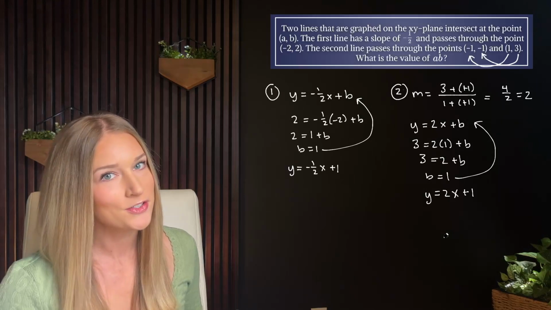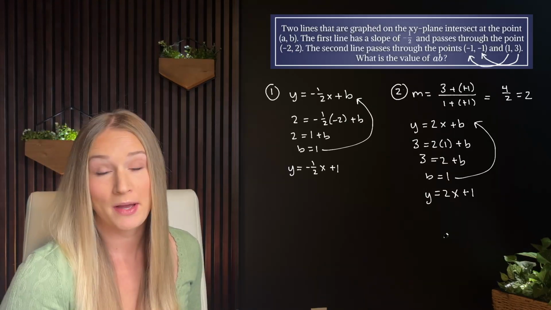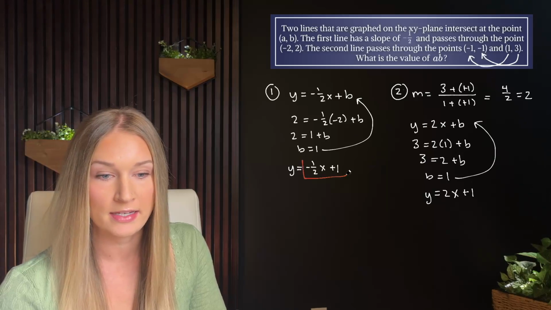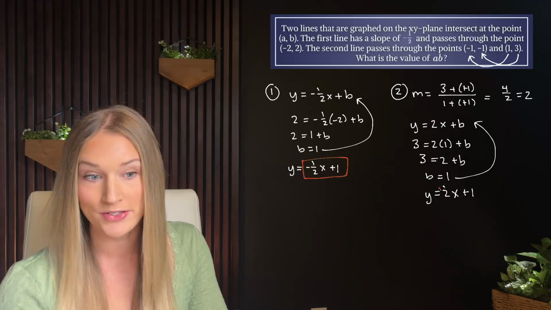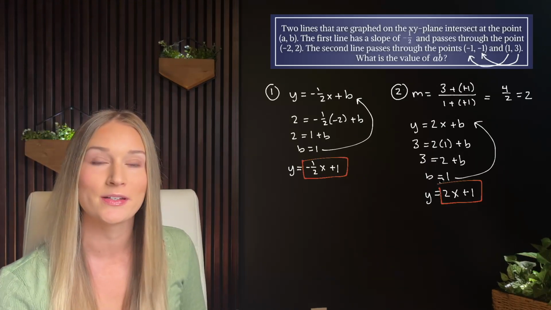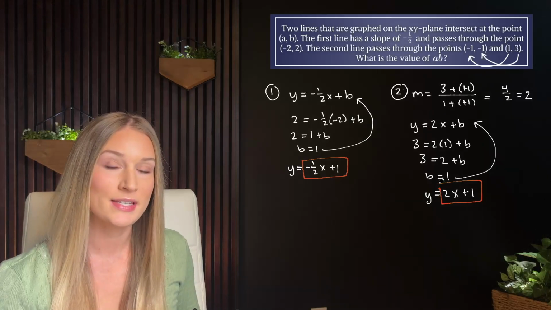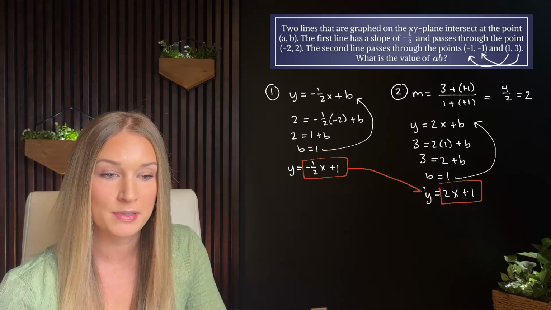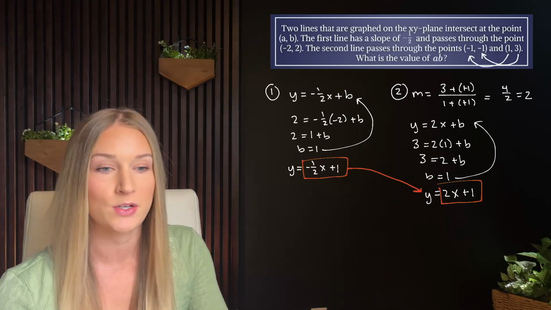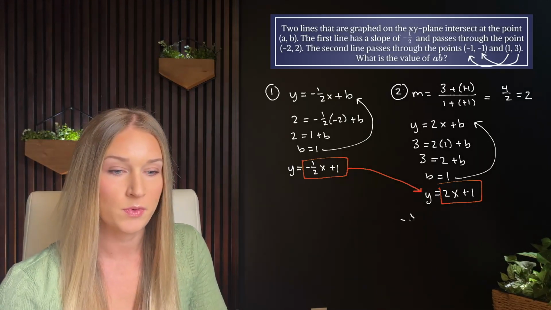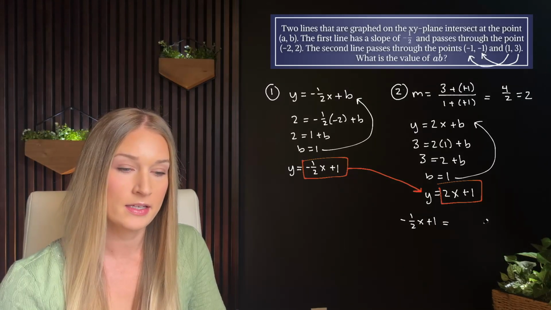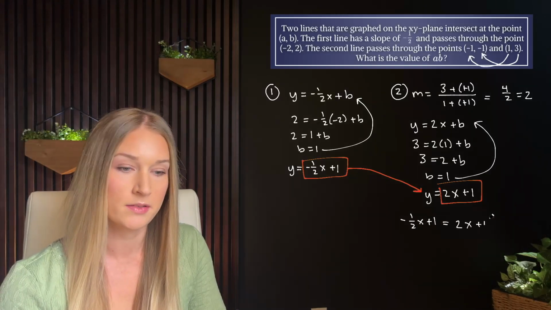But if you're not totally confident, then we can go ahead and solve. That's no problem. I know that y equals -1/2 x + 1, and it also equals 2x + 1. So to solve the system of equations, I can use substitution and take this y value and replace it for my y value in the other equation. So -1/2 x + 1, that's my y, equals 2x + 1. And then I just solve.